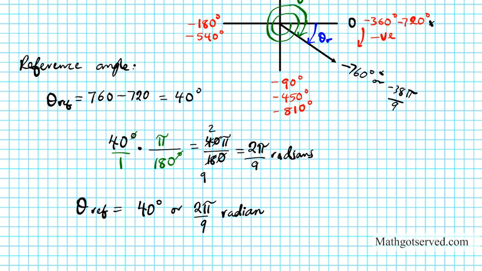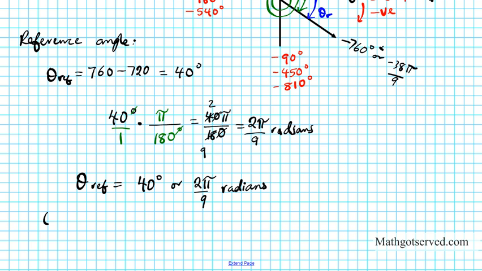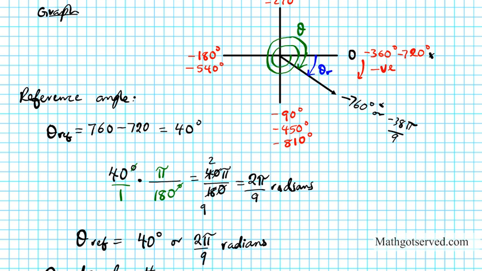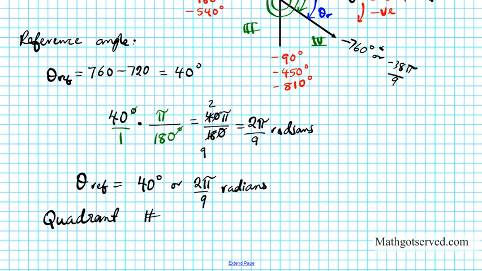Now that we have our reference angle, what quadrant is this in? So this is going to be in quadrant number, let's see, what quadrant is it? Let's see, so this is how we label our quadrants. We start from the first one. This is 1, 2, 3, quadrant 4. So it's going to be in quadrant number 4. All right, so there you have it.